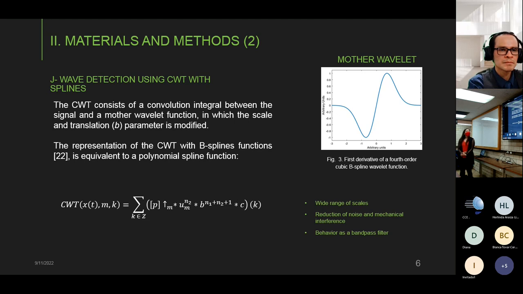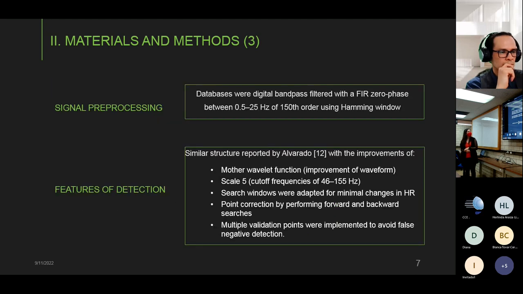The use of B-spline functions allows a wide range of scales, not limited to powers of 2. The mathematical representation of this is equivalent to a polynomial function that gives us the advantage of reduction of noise and mechanical interferences, and also behaves as a bandpass filter.